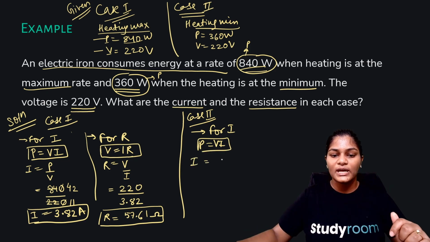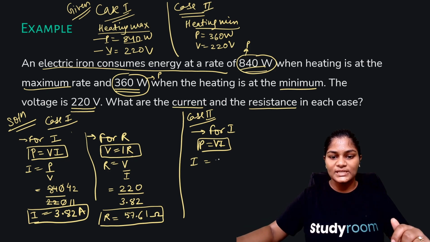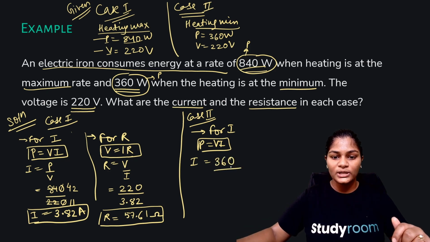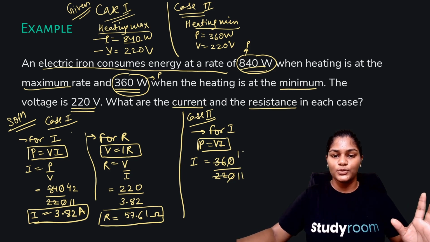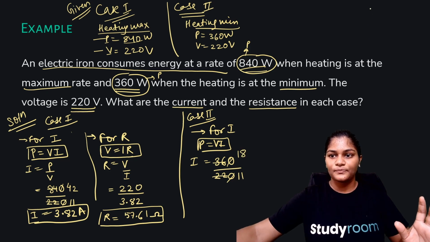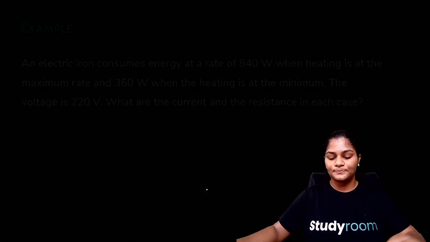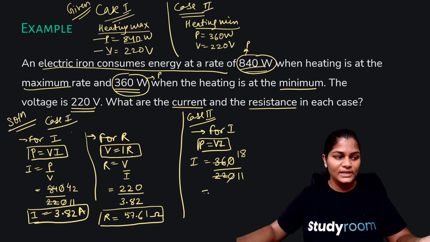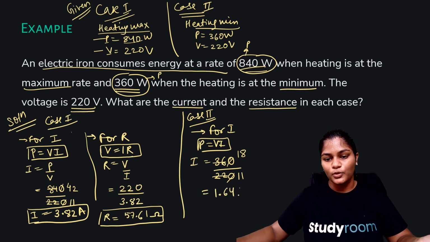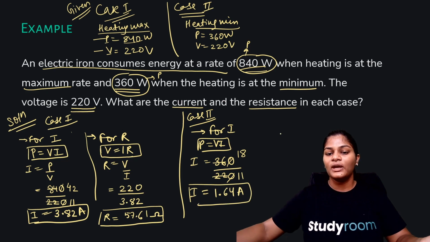So we find the current is nothing but P, which is 360 watts in this case, upon the voltage, which is the same as 220 volts. So I divided by 2. So 11 2s are 22, 2 1s are 2, 1 16, 2 7s are 14, 2 8s are 16. So when you divide it, it comes out to be 1.64 amperes. This is your current for case 2.